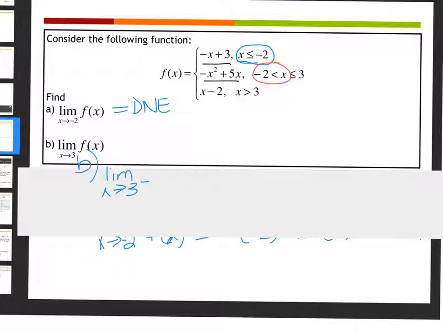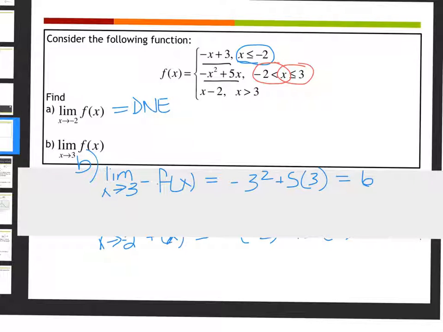The middle one. Because right there, x is less than 3. So I just plug it in, f of x. So I just plug in 3 into there, so it's negative 3 squared plus 5 times 3. So it's 15 minus 9, which is 6.